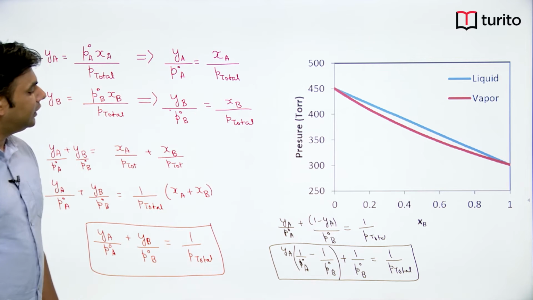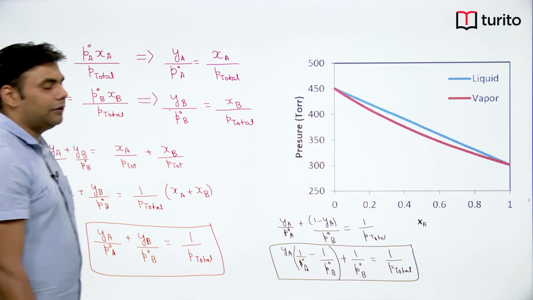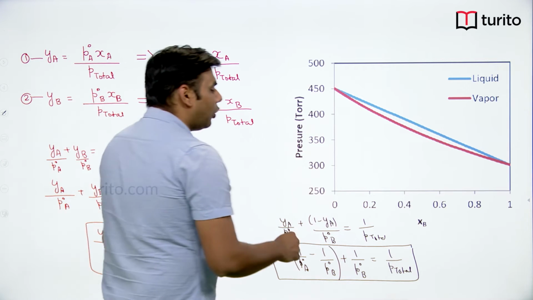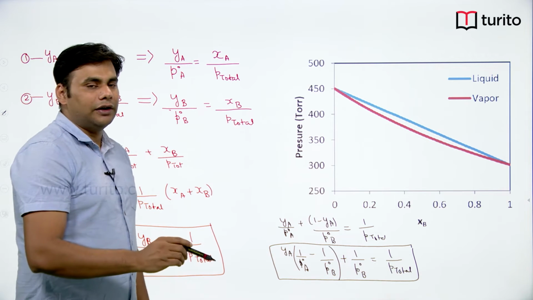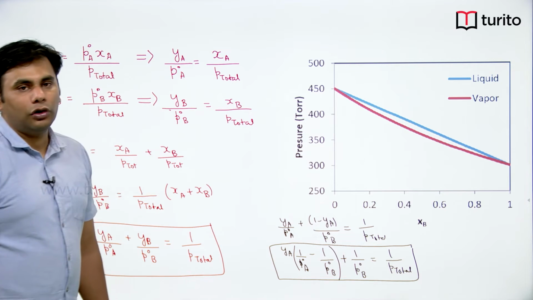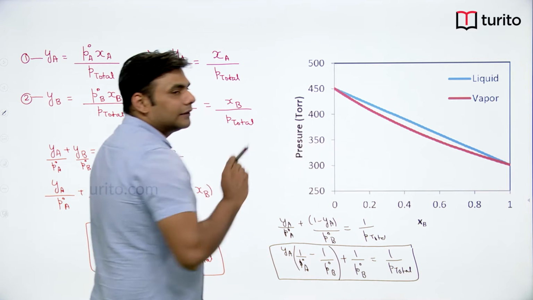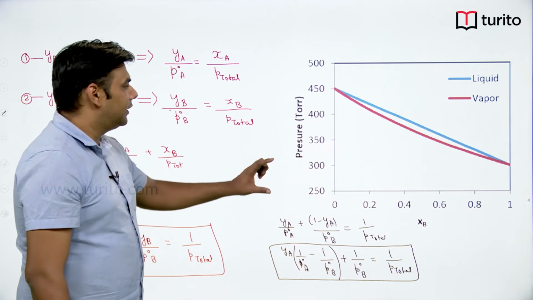So you will see the relationship between YA and PT would be something like inversely proportional. So if I want to plot both the liquid as well as the vapor curve on the pressure versus mole fraction graph, the graph will come out something like this. Okay, we are not going into detail on how exactly this graph is derived.